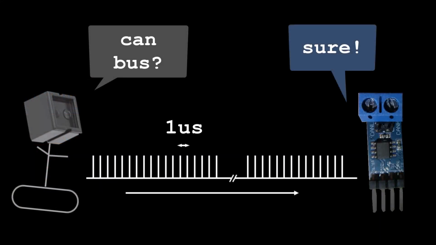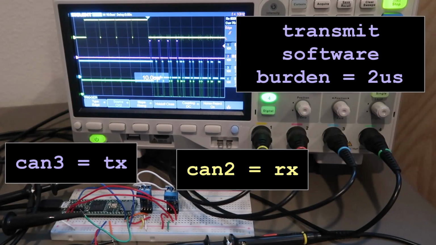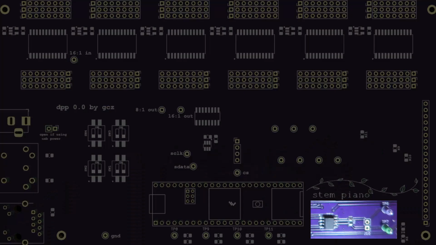With CAN bus, I can send 64 bits of damper data in approximately 120 microseconds. That is channel time. Here is a test of transmit and receive. Transmit always takes 2 microseconds of Teensy time. Receive is either 15 microseconds when buffer is empty or 2 when available. So that should work. Hey, CAN bus is already on the new board.